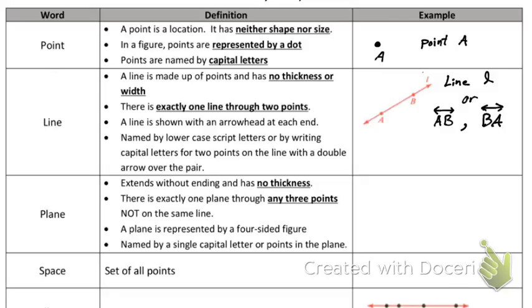Order does not matter. And if I had like 10 points on this line that were labeled, any two of them work. You just need 2 points. In fact, you'd almost never use 3 points because then we're talking about angles, which we'll get into.